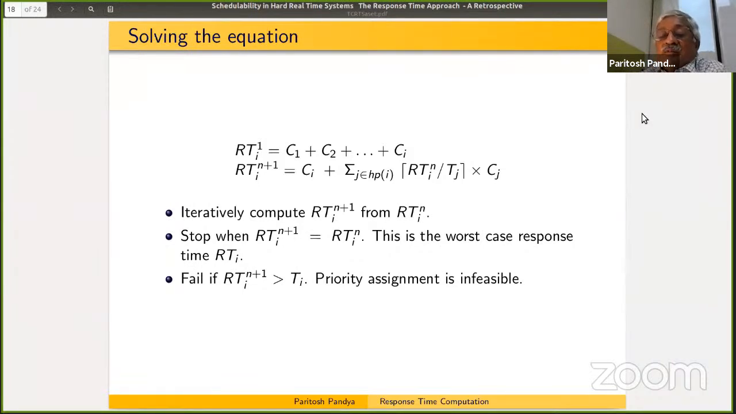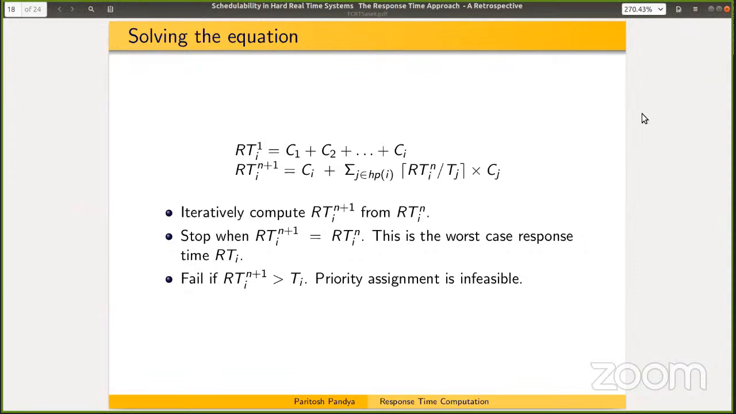Okay. Yeah. Thank you. Any more questions? One minute. I think we have one more. Shivashis Guha. Hi, Shivashis. Yeah, hi.